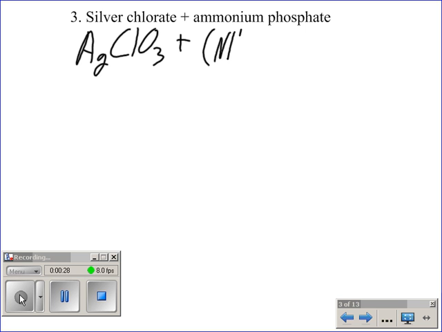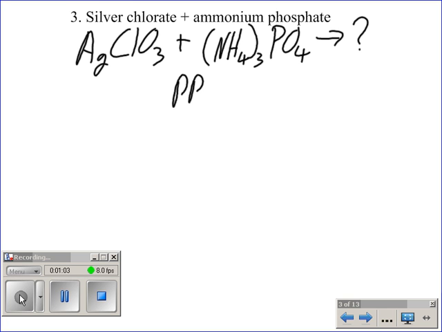Ammonium is NH4 +1, but phosphate is 3-, so it's going to give it a subscript 3, and phosphate is PO4. All right, now, silver chlorate, ammonium phosphate, do I have anything that's going to form a gas? And the answer is no. I don't have any of my combinations. I do have one for ammonium, but the ammonium reaction requires a strong hydroxide, and I don't have hydroxide, so no gas. This is another precipitation reaction.